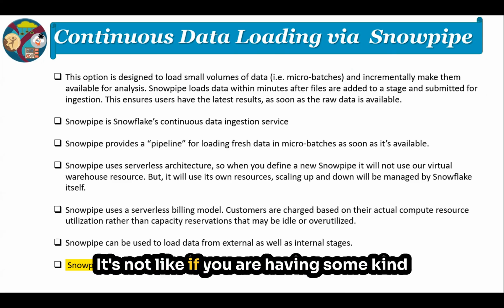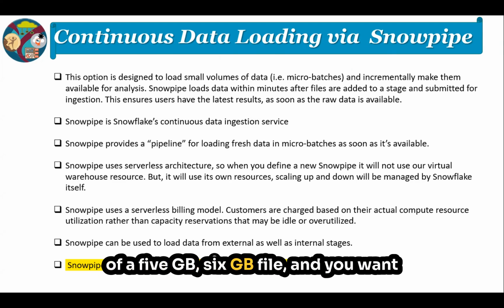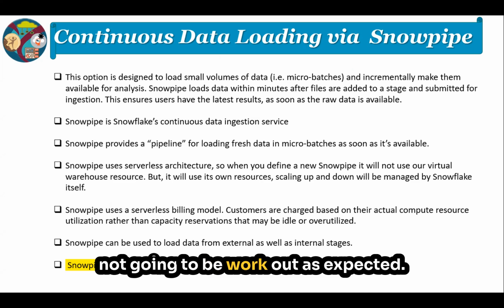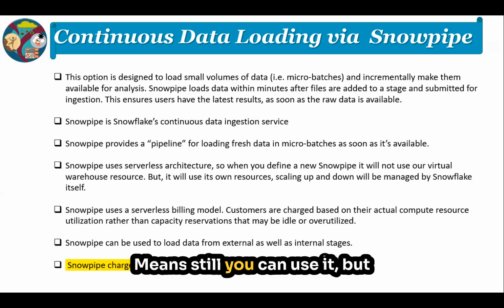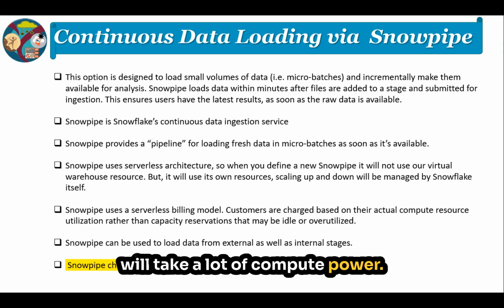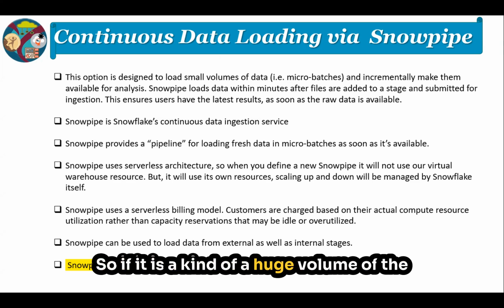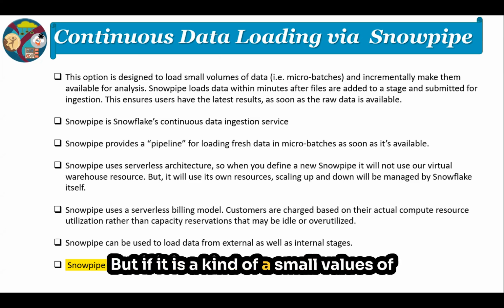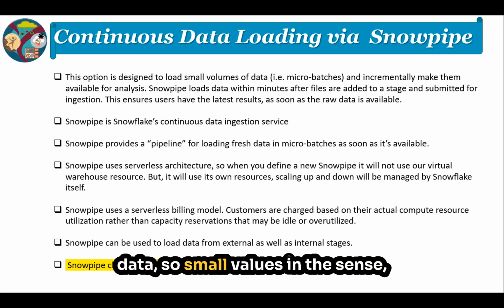If you have a 5 GB or 6 GB file and you want to ingest it through Snowpipe, that is not going to work out as expected. You can still use it, but it will take so much time and a lot of compute power. So if it is a huge volume of data, you will go with the bulk load. But if it is small volumes of data, then Snowpipe.